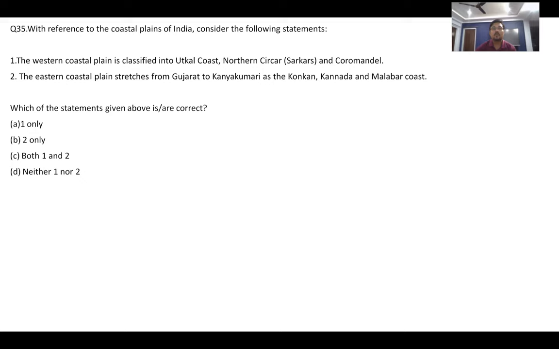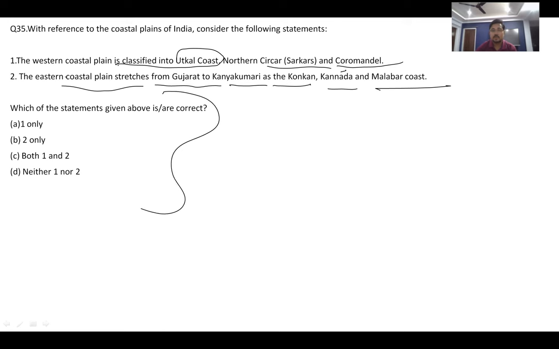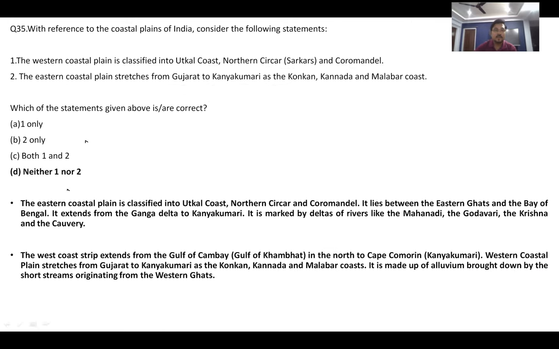So with reference to the coastal plain, the western coastal plain is classified into Utkal Coast, Northern Circars and Coromandel. The eastern coastal plain stretches from Gujarat to Kanyakumari as Konkan, Kanara and Malabar Coast. So which one is correct? Neither 1 nor 2 is correct.